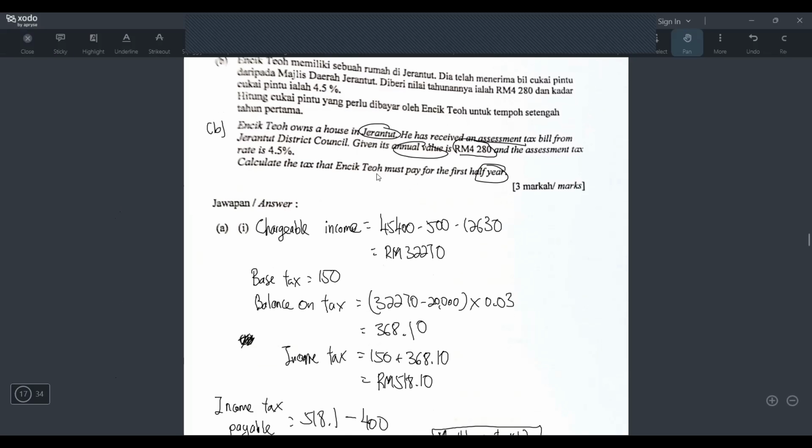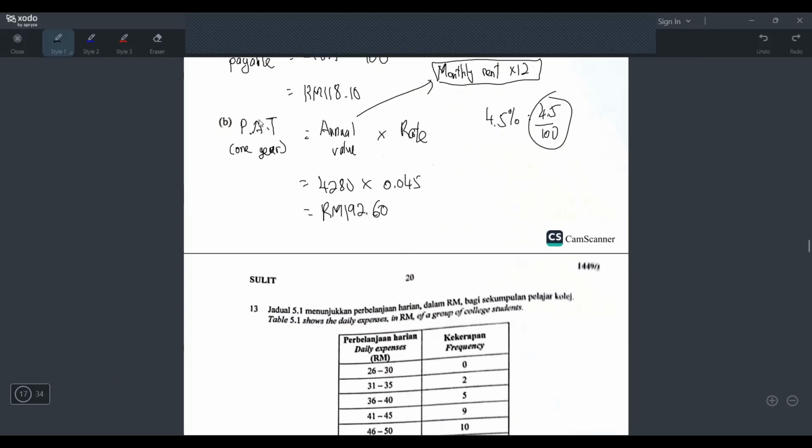So what I'll write is property assessment tax for half year. To get the property assessment tax for half year, you have to take 192.66 divide 2, like that. Okay, my calculator gives me RM96.30. So that's the answer lah. Sudah siap.